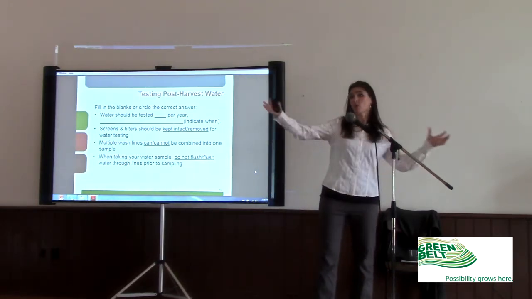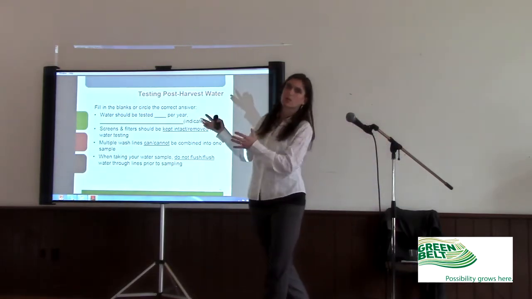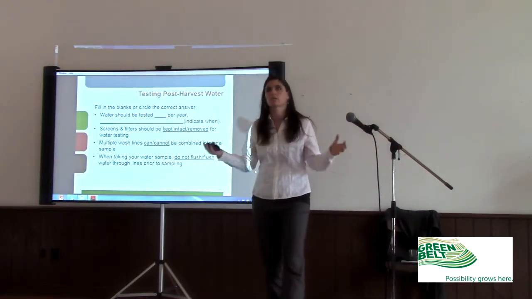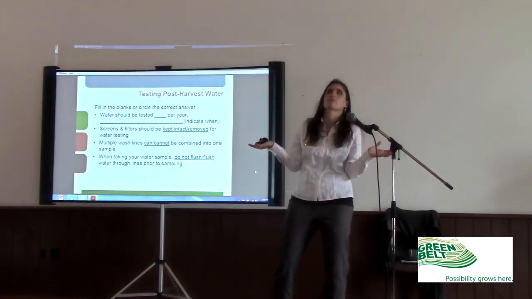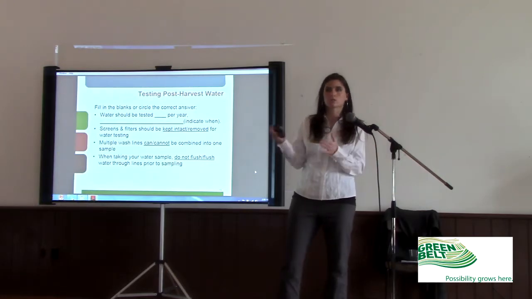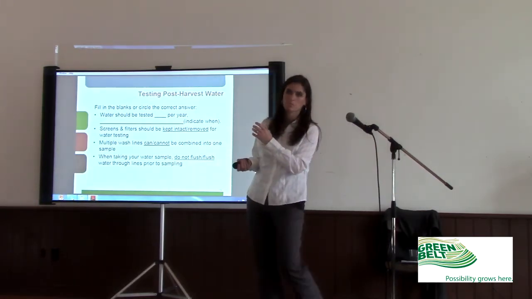So say you have five wash lines. You should probably do a little bit of history before you jump right into that. Say you've done it maybe 2 or 3 years in a row, or 3, 4, or 5 tests have shown, you know what, I've tested 5 of them individually, we're good. Then you can start doing it. That's the suggested route, rather than jump right in and do a composite sample.